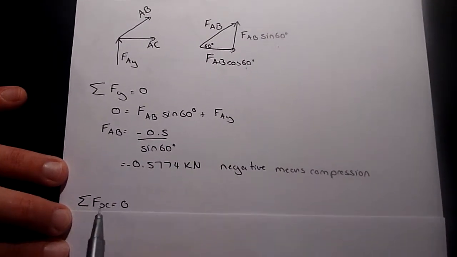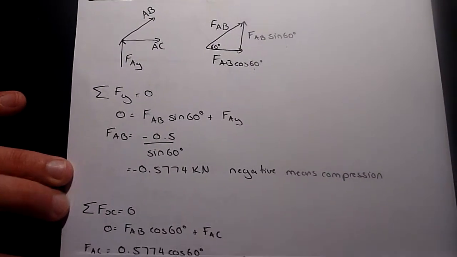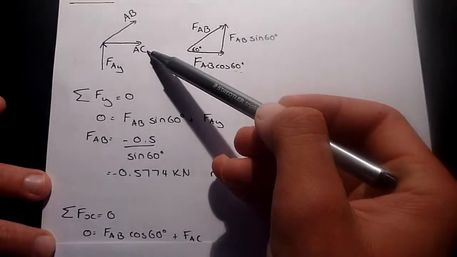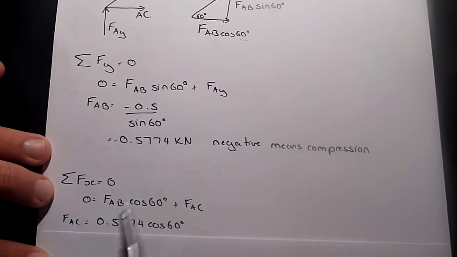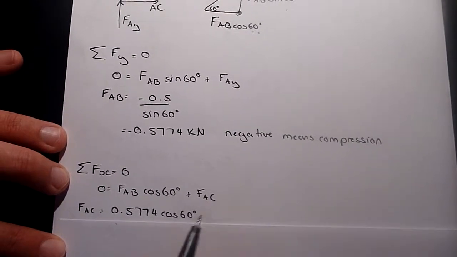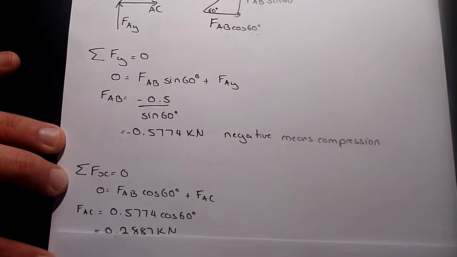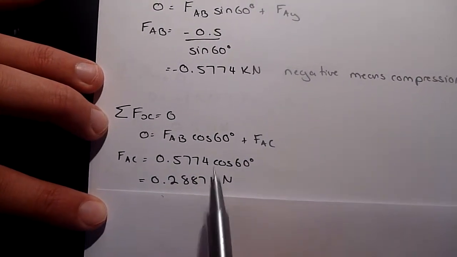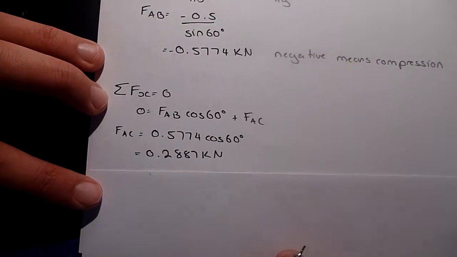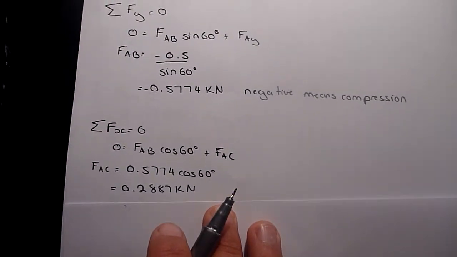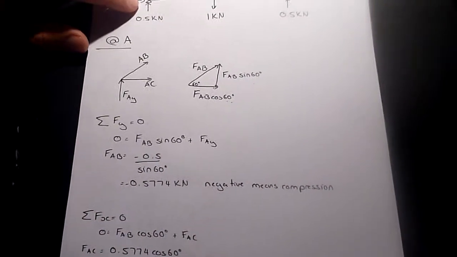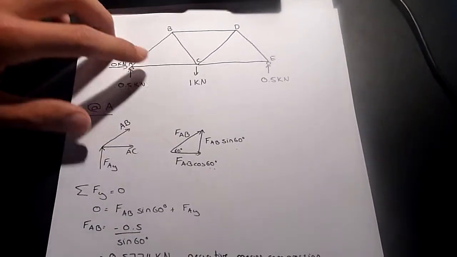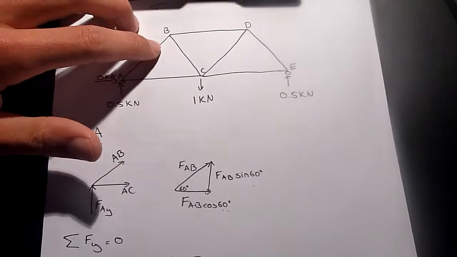Next, we find the sum of the forces in the x direction, which must also be 0. We have 0 is F of AB cos 60 plus the force in the AC truss. This gives us F of AC is equal to 0.5774 cos 60 degrees, which gives us an answer of 0.2887 kilonewtons. This is an example of how you can do it at each point. Once we've figured these out, we can use that to trace around through our truss and calculate the forces in each member.